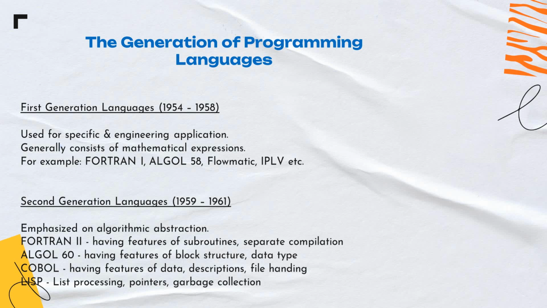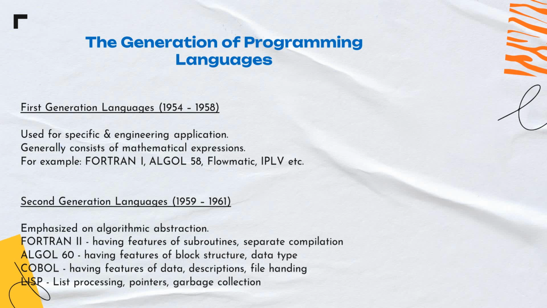First generation languages, period 1954 to 1958, were used for specific scientific and engineering applications and generally consisted of mathematical expressions. For example, Fortran, Algol 58, Flowmatic, IPL V, etc. Second generation languages, 1959 to 1961, emphasized algorithmic abstraction. Fortran II had features of subroutines and separate compilation.